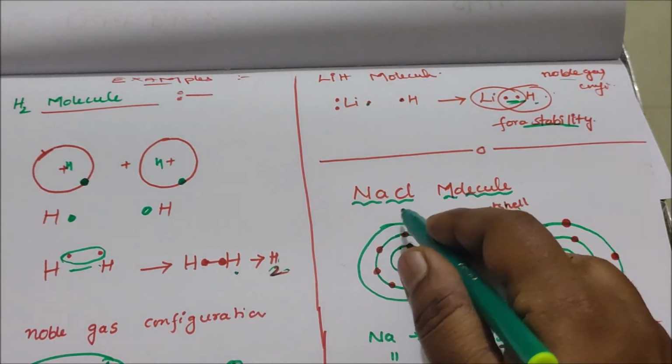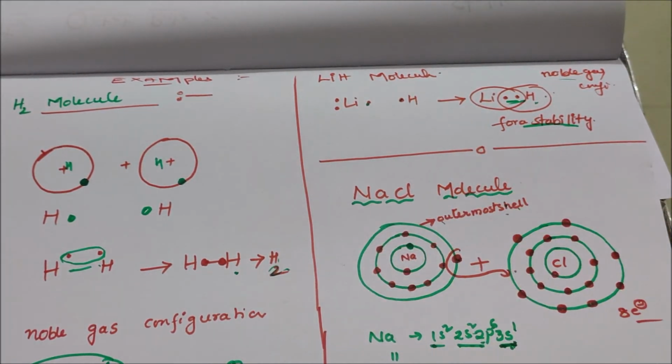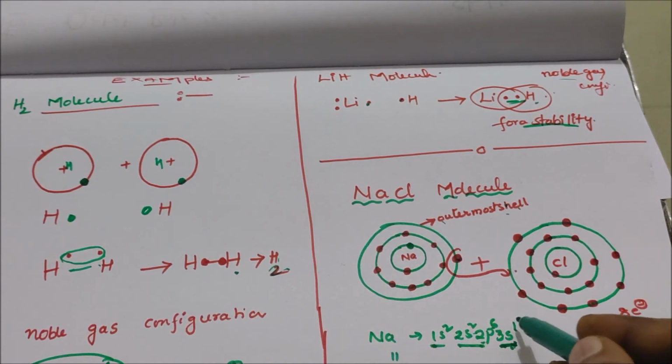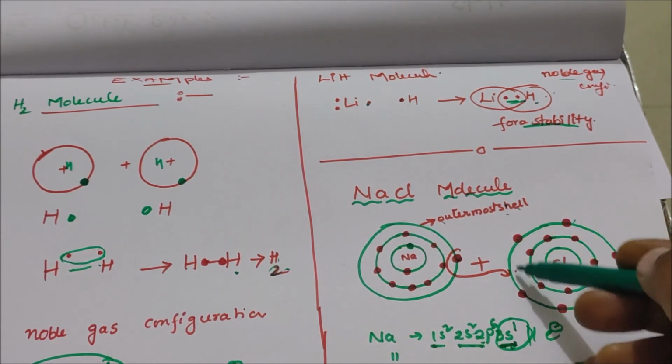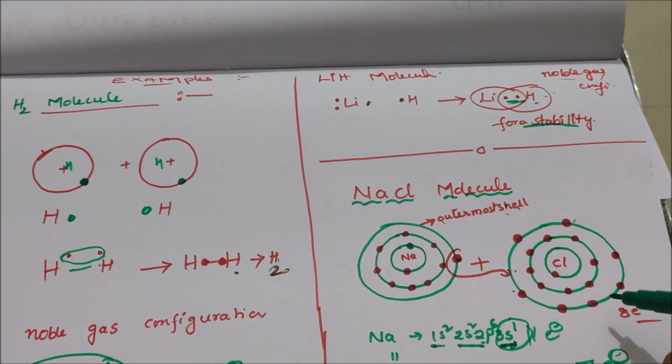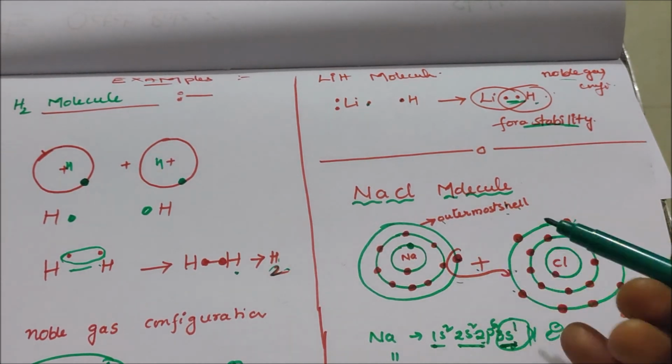In the chlorine atom, the atomic number is 17. The configuration is 1s2, 2s2, 2p6, 3s2, 3p5. The last outermost shell contains 7 electrons, while sodium contains 1 electron in its outermost shell.